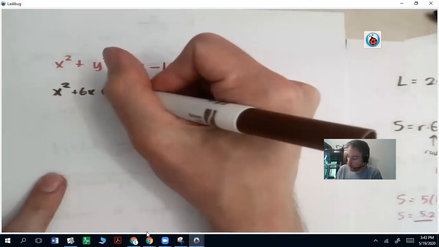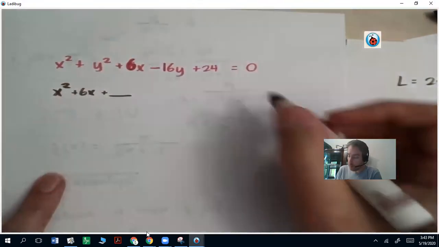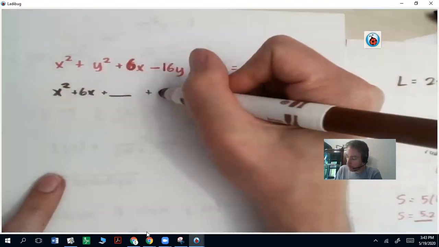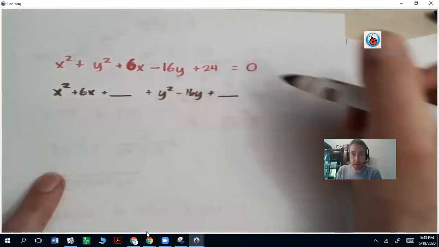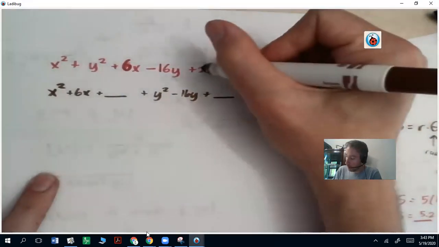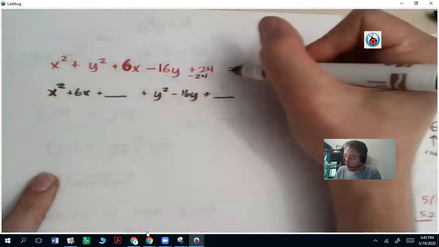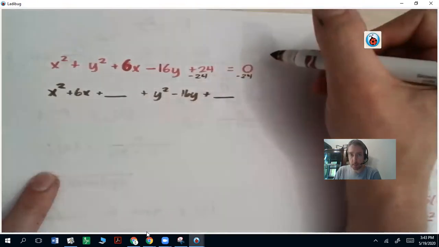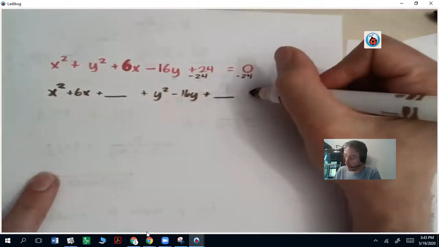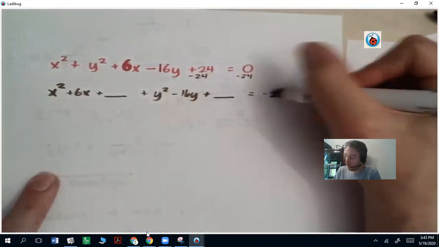and leave a space, and rearrange the y's together, leave a space. Move this number over to the other side. So if it's a minus, add it. If it's a plus, subtract it. So we set it equal to -24.